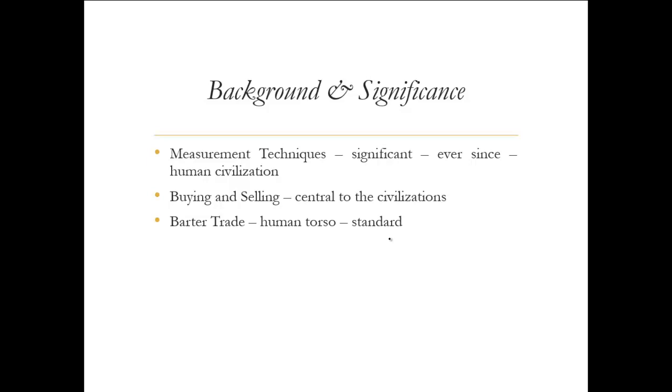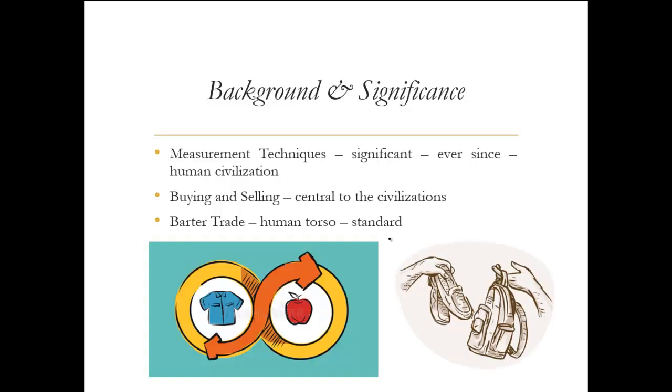And we have something called the human torso, that was used as a standard to do such buying and selling, where you would sell, let's say, a cloth or a rope. Because you would have to do a fair transaction, you would have to measure it so that you are really making a profit and you are really benefited. So measurement has been there from ancient times, and it has been so significant to human lives that it's a part of today's life also.